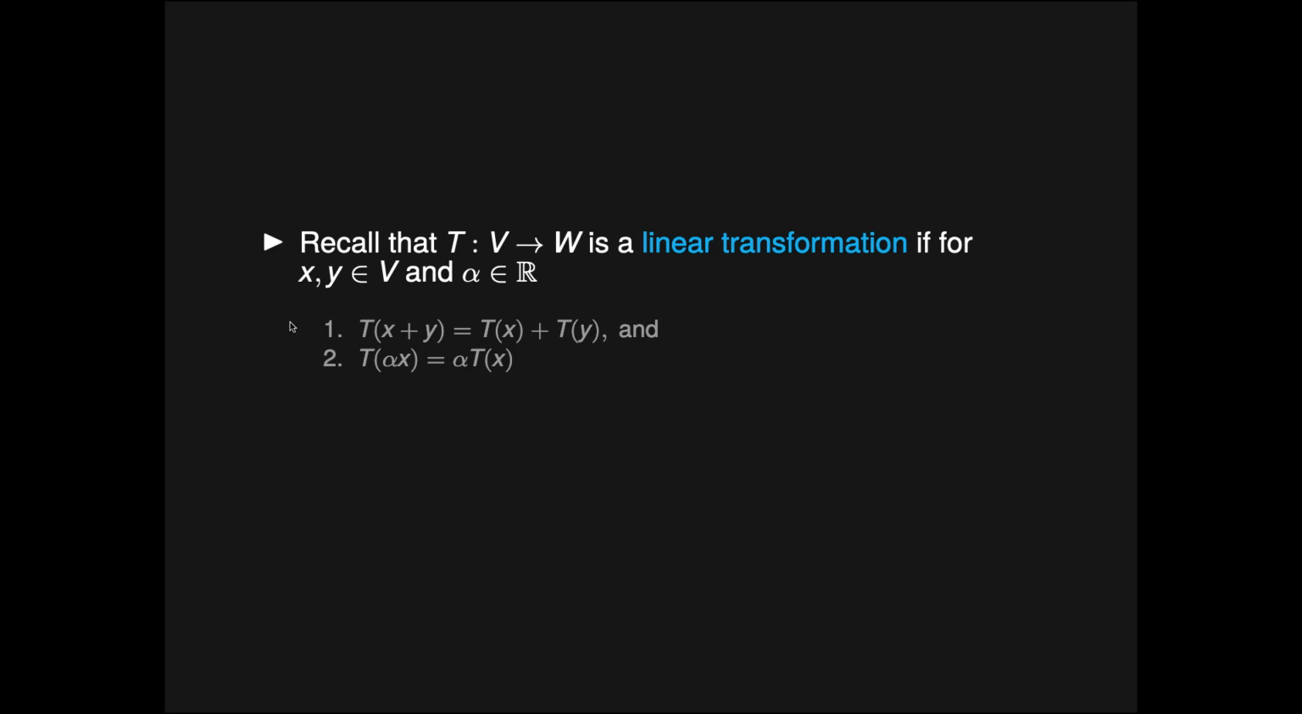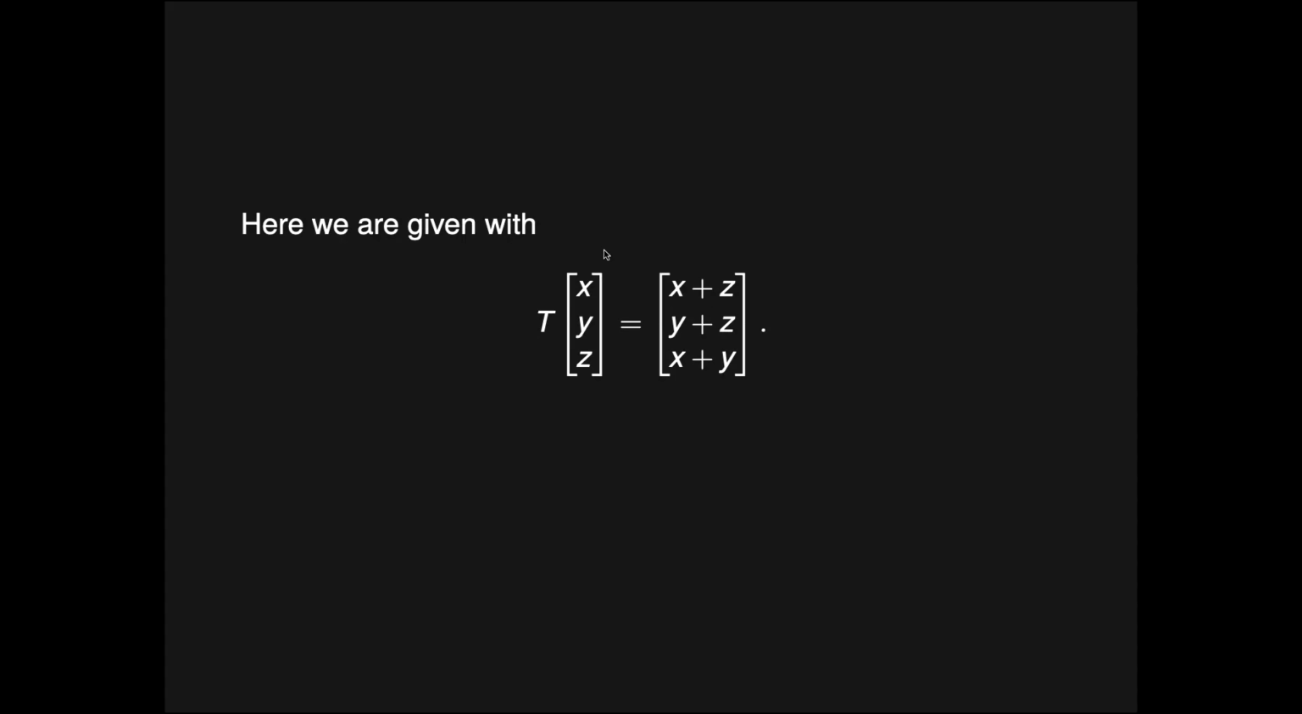So if I have any transformation, we will see whether these two properties hold or not. If they hold, then we say T is a linear transformation. If not, we say that T is not a linear transformation. In the problem, the transformation is given that T, when acted on x, y, z, gives x plus z, y plus z, and x plus y. And we want to see whether this is a linear transformation or not.